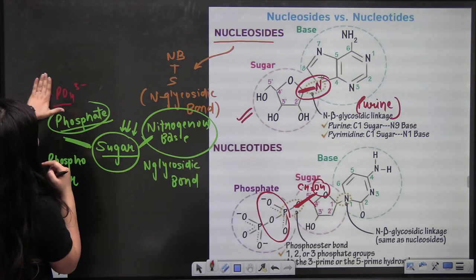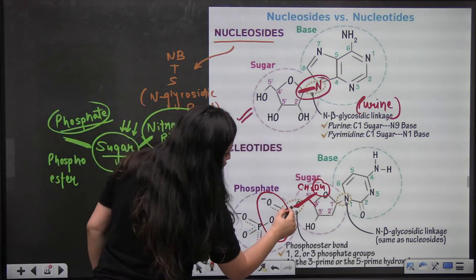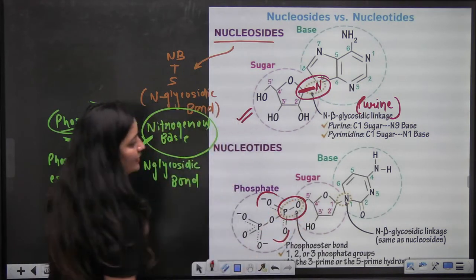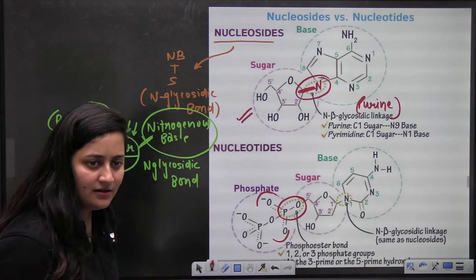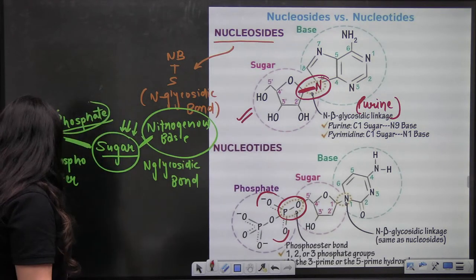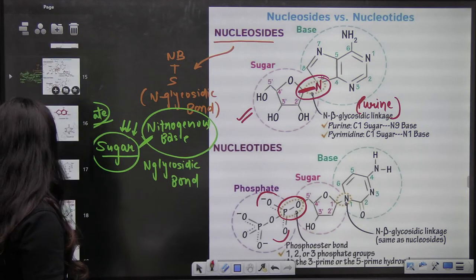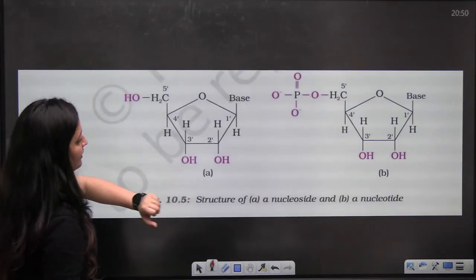So here you know that one O will be involved in the bonding here. So that is how it works. It is the phosphoester bond. Clear? It is the phosphoester bond. Done, bachche? So now, as I said, just have a look from your NCERT, from your chemistry NCERT.